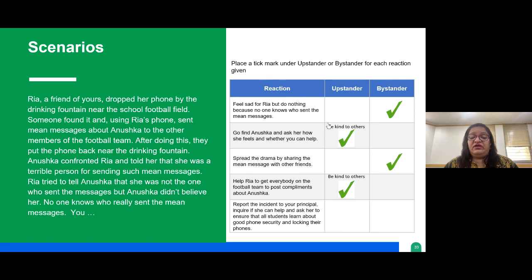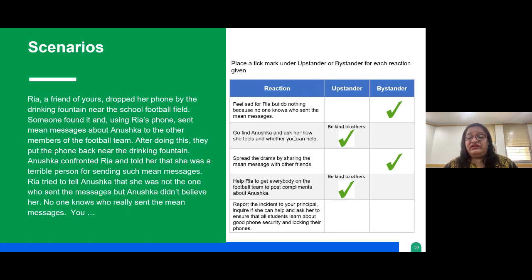So you're an upstander. Reporting the incident to your principal, inquiring if she can help, and asking her to ensure that all students learn about good phone security and locking their phones. Who would you be? An upstander. So it's wonderful to understand upstander. Okay, we are getting some bystanders, we're getting some upstanders.